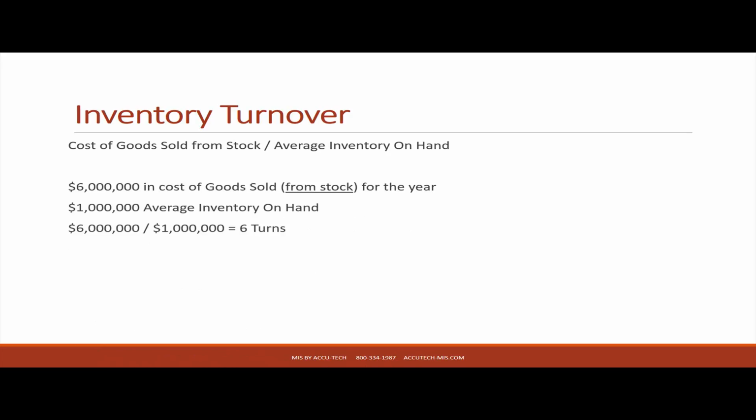Like we did with receivable turnover, we are going to go a step further and convert our turnover ratio to days by taking 365 days and dividing it by the turnover ratio. When we do this, we see that this example company takes an average of 60.83 days to turn over their inventory. Now let's move to the accounts payable component of cash performance.